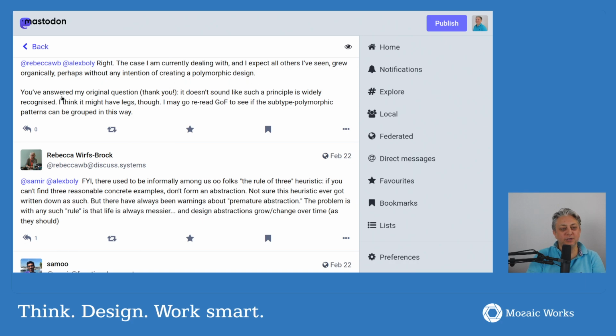You've answered my original question. It doesn't sound like such a principle is widely recognized. I think it might have legs, though. I may go reread GoF 4 to see if the subtype polymorphic patterns can be grouped in this way.